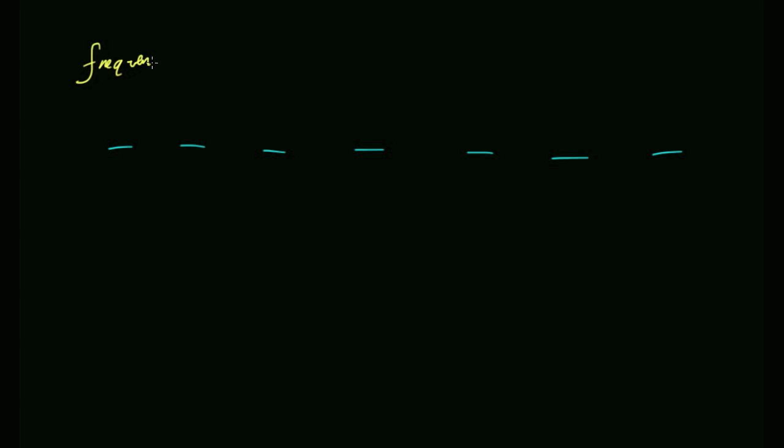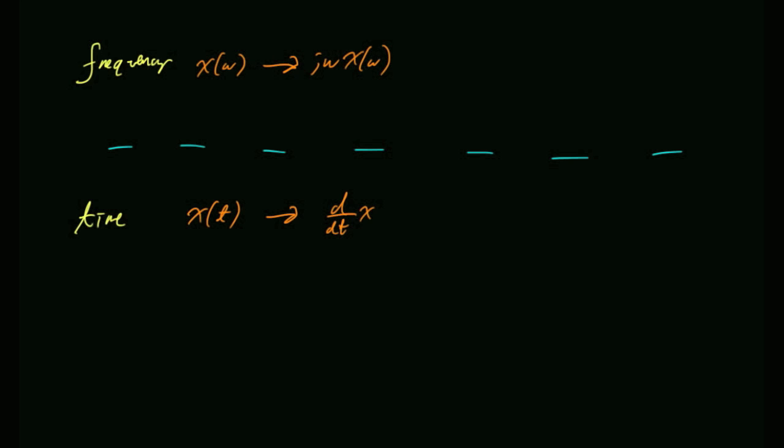So for example, we learned that if we have a signal x of t and we take its derivative, then in the frequency domain you effectively just multiply that Fourier transform by j omega. And conversely, if you integrate, that's equivalently dividing by j omega. We learned, for example, that if you double x of t, you double x of omega.